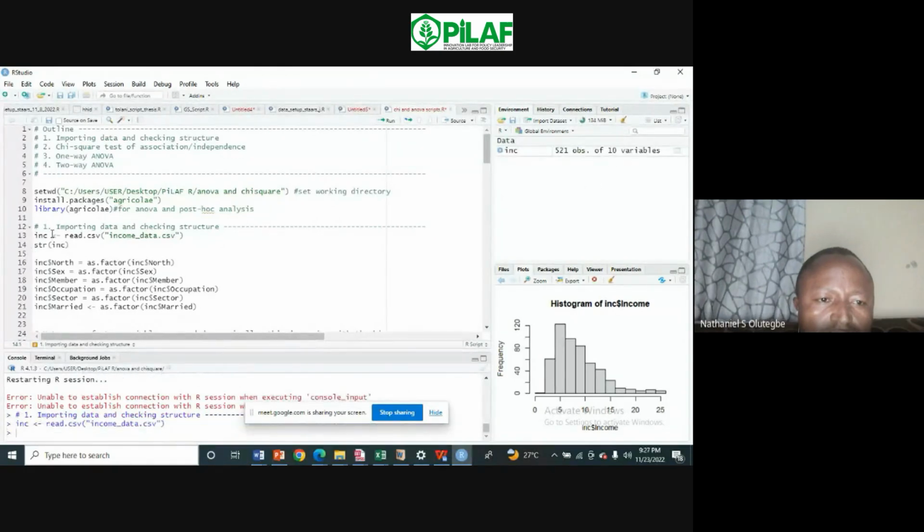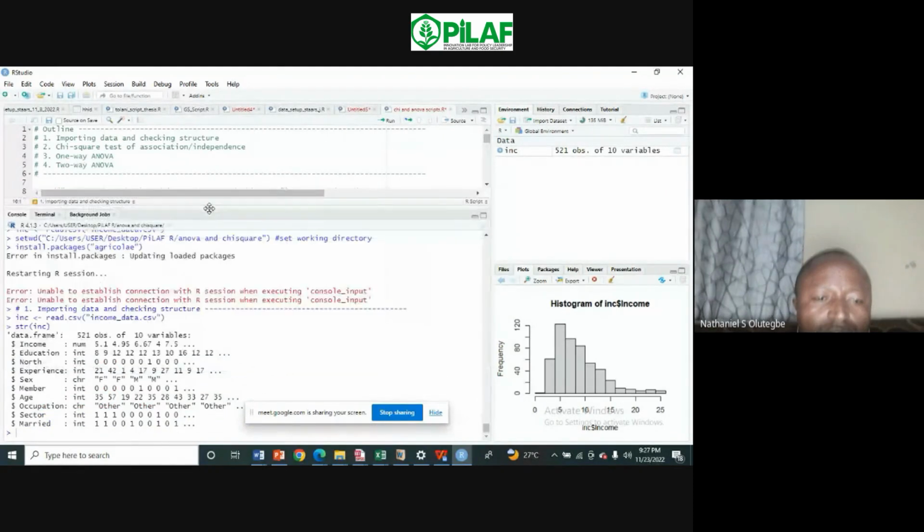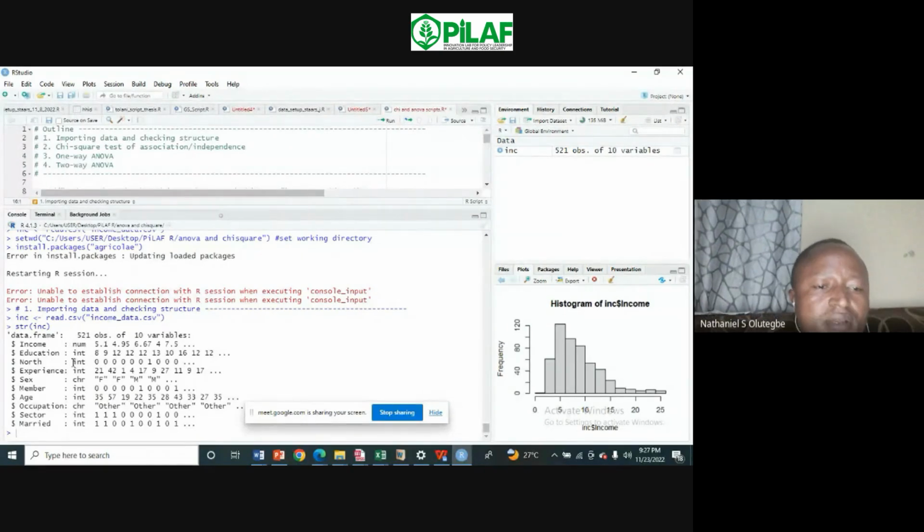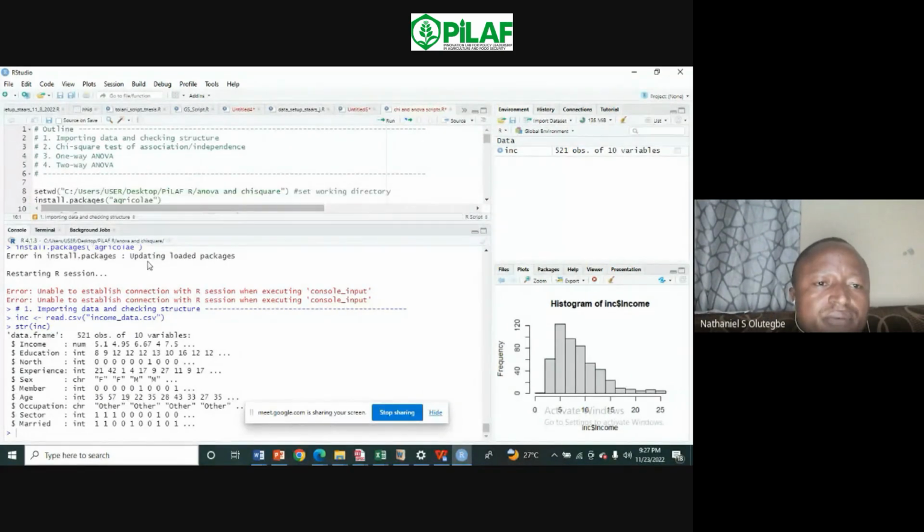Okay. So this is the structure of the data. You have about 521 observations, that's 521 rows and 10 variables. The variables are income, education, not, experience, sex, member, age, occupation, sector, and married. Income is numeric, education is integer, not is integer as well, experience is integer, sex is character, and this one is integer. Now, I think we should go on to RStudio.